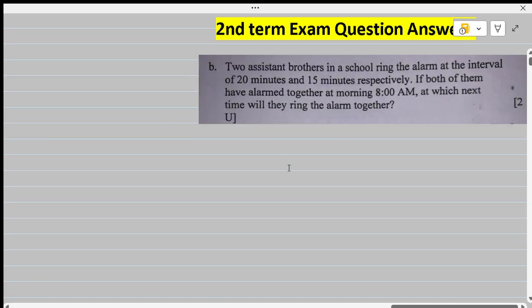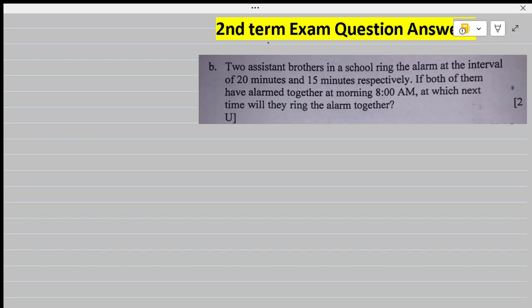Okay, so say, do you see? Two assistant brothers in a school ring the alarm at the interval of 20 minutes and 15 minutes respectively. If both of them ring the alarm together at 8 a.m. in the morning, at what next time will they ring the alarm together again?